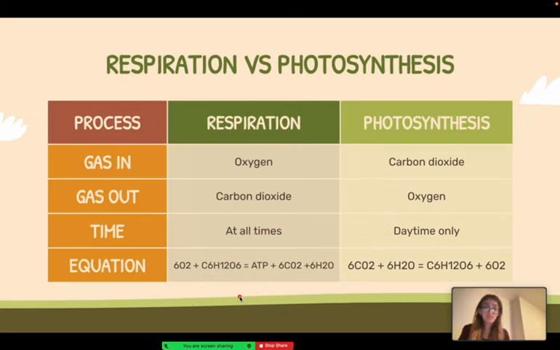So the equation, which we didn't mention yet, this is a balanced equation. For respiration it is oxygen plus glucose equals ATP, which is energy, plus carbon dioxide plus water. So when you eat food and you breathe in oxygen, you get energy, you breathe out carbon dioxide, and you breathe out water as well. If you just blow into your hand, you can feel a little bit of water molecules. Then we have photosynthesis, which is the exact opposite. So we have carbon dioxide plus water plus the sunlight, which gives us glucose and oxygen.